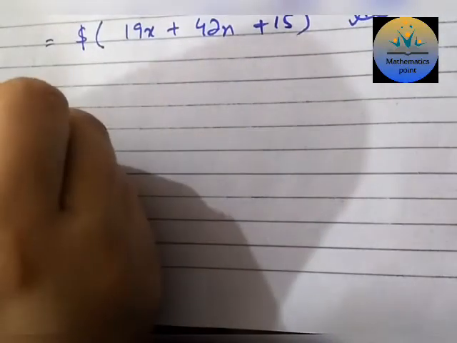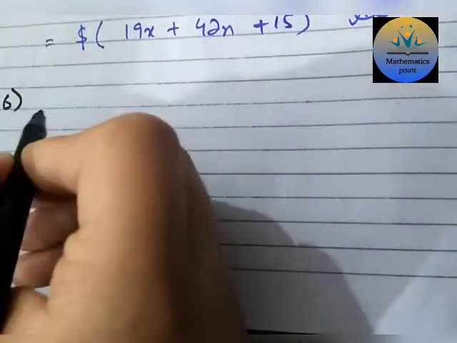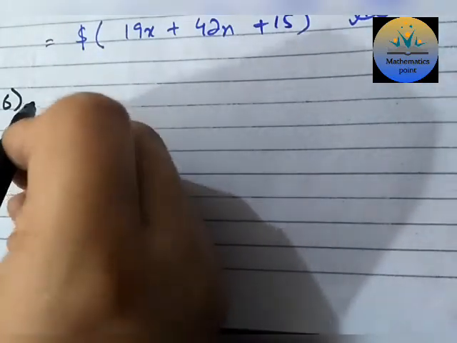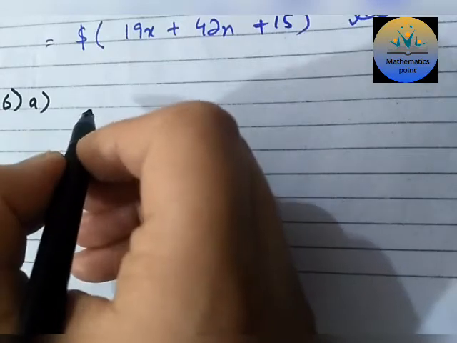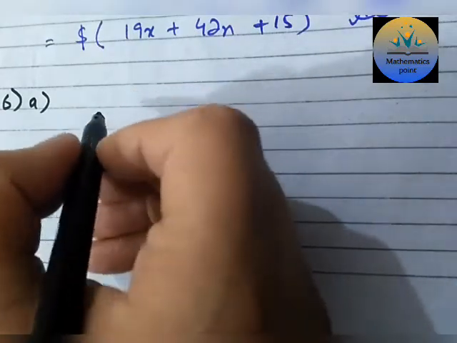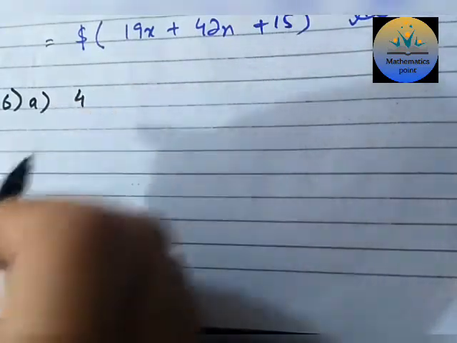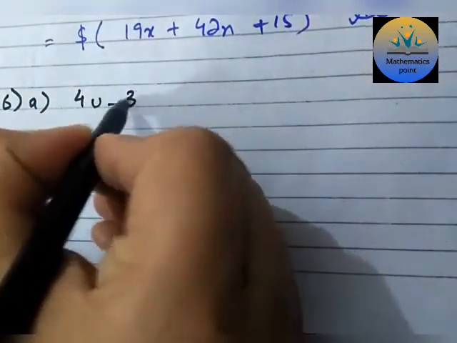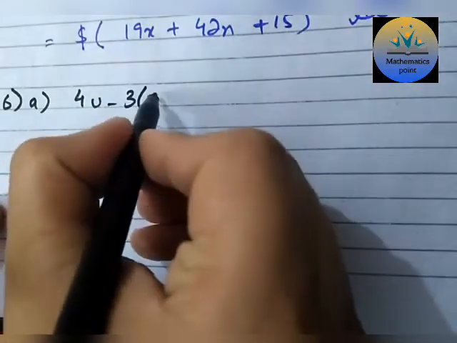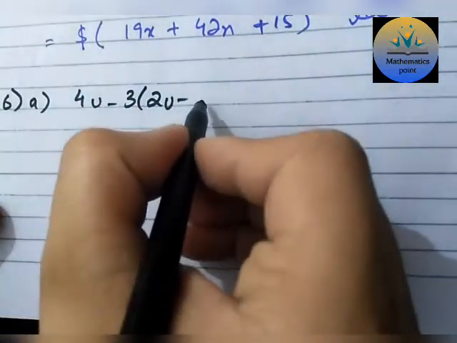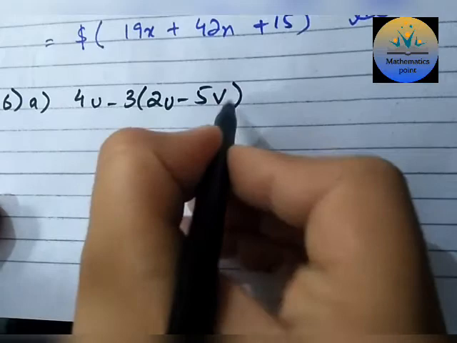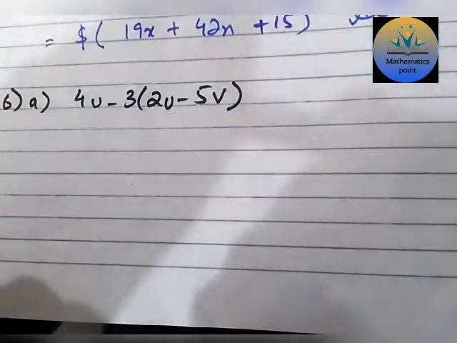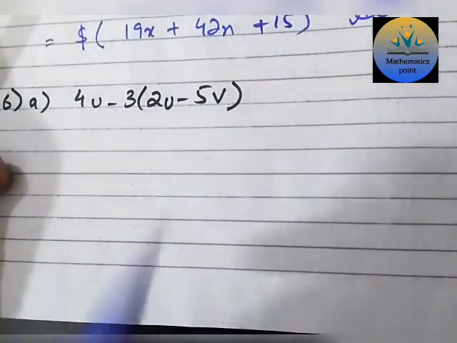Okay, so now we solve question 6 of exercise 3B, that is expand and simplify each of the following. Okay ji, we do just specific parts of this question, not all of them. I just try firstly part A, 4u minus 3 into 2u minus 5b. Okay ji, now to expand this expression, just think about the distributive law.